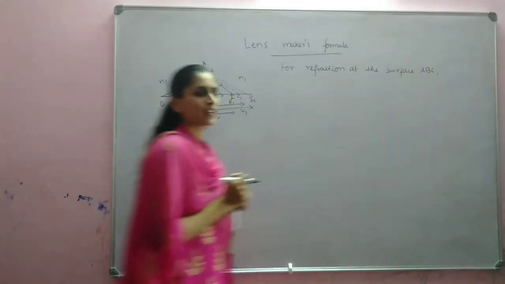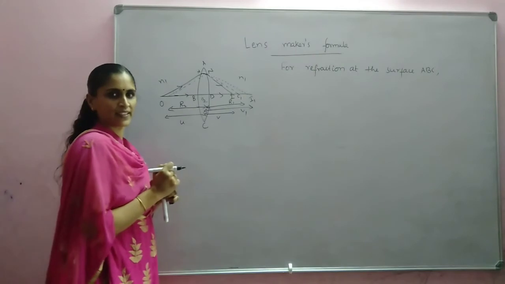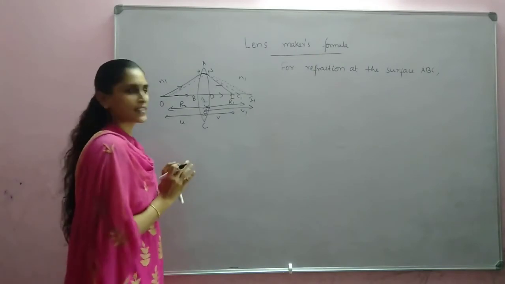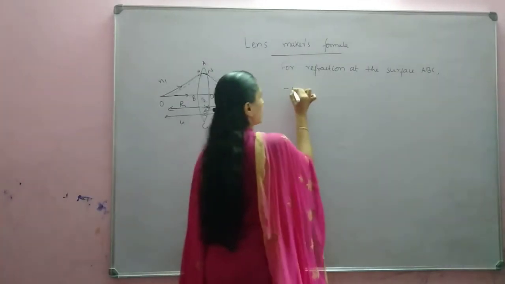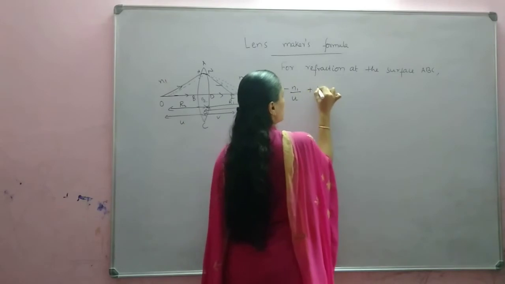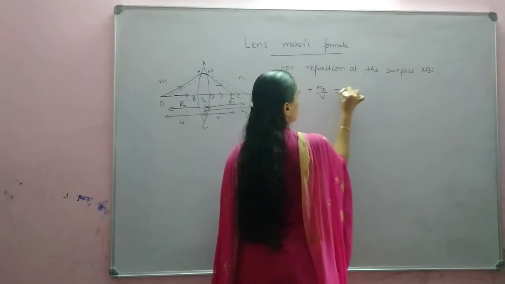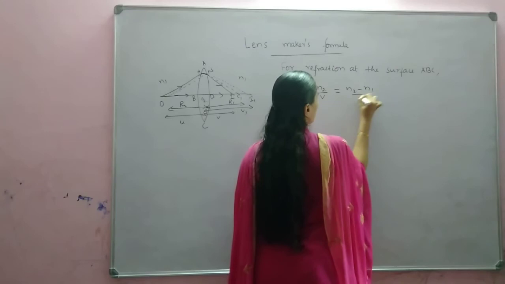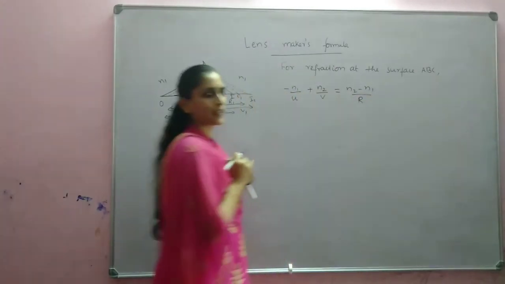For the refraction at the surface ABC, we can write the equation. We know the formula: minus N1 by U plus N2 by V is equal to N2 minus N1 by R. That is the formula, so here we have to apply that formula.